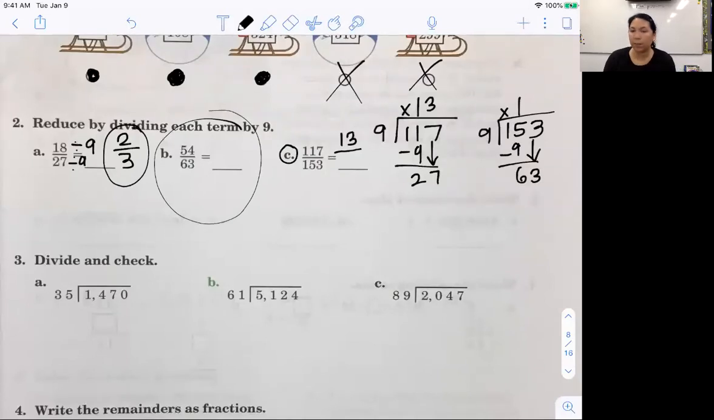Subtract and bring down, I've got 63. Can 9 go into 63? Yeah, 7 times. So 13 and 7/17 was my answer for that one. If any of you went ahead on that, good job.